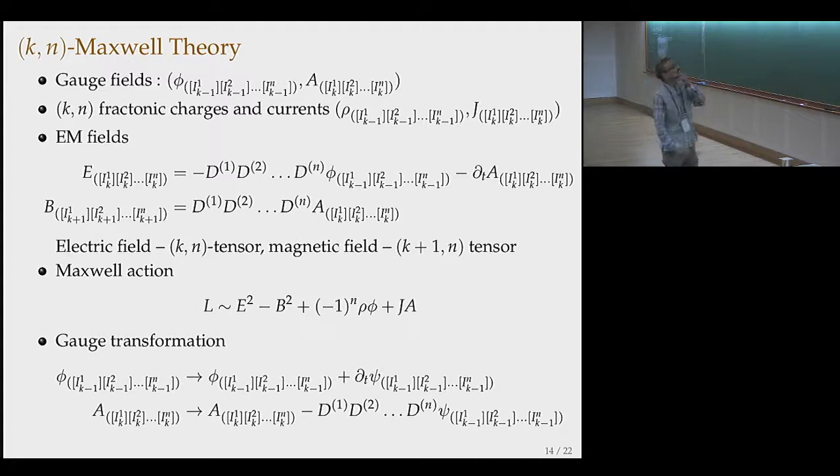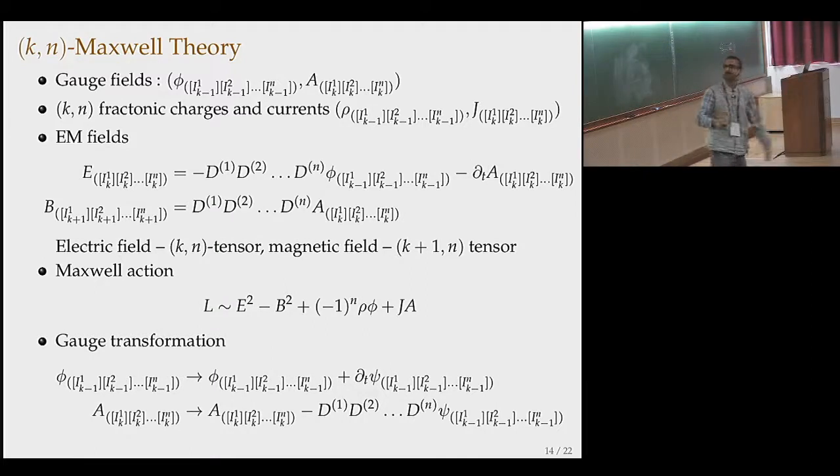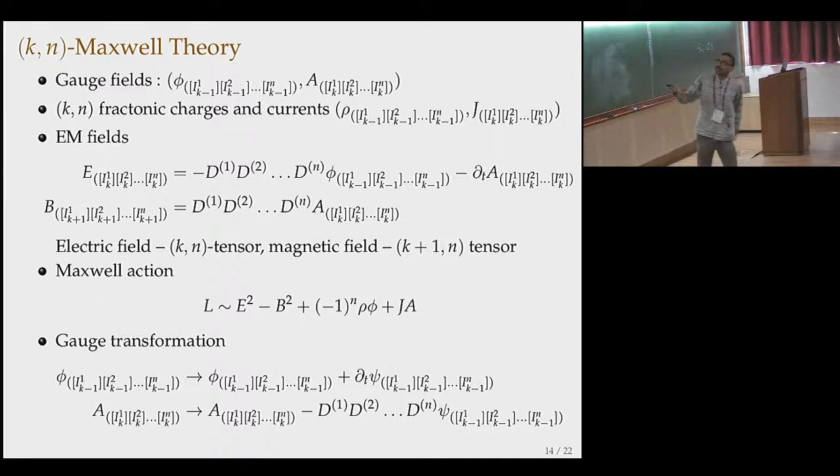So what is the theory? The theory is written down like this. You have gauge fields where the scalar potential, what we know, is a k minus 1 n tensor, and the vector potential A is this kn tensor. And then the fractonic charges will again pick up the same kind of structure. This is the mathematical structure you will need to endow to make this a kn fracton, and that will be the current density. And you can define electromagnetic fields, or EM fields.